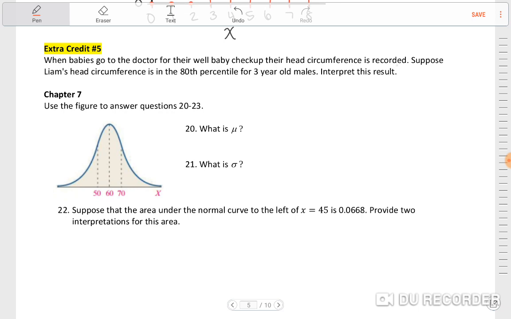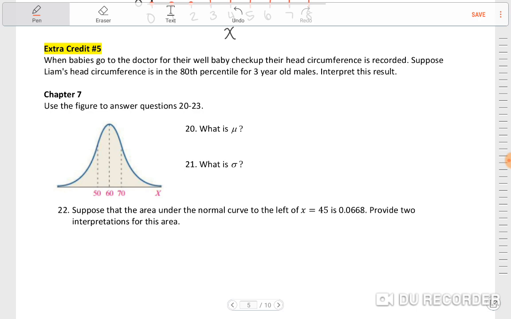Babies go to the doctor for their well baby checkup. Their head circumference is recorded. Suppose Liam's head circumference is in the 80th percentile for 3-year-old males. Interpret this result. All you have to do is explain what that means. So give me the interpretation of what the 80th percentile means in terms of head circumference. Make sure that you're specific on what you're talking about. Don't just say all babies. We're not talking about all babies. We're talking about 3-year-old males. So just keep that in mind when you're giving your explanation.